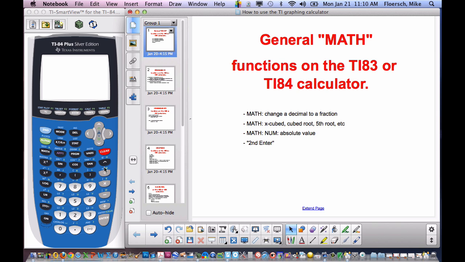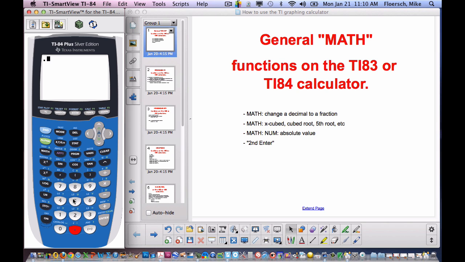So if I type in, let's just say I type in 0.5 and I want to convert that to a fraction, then I would go ahead and hit the math key and then hit the fraction number one. You can either hit number one or hit enter, and that'll convert it to a fraction. So I hit enter and hit enter again, and it turns it into a fraction.